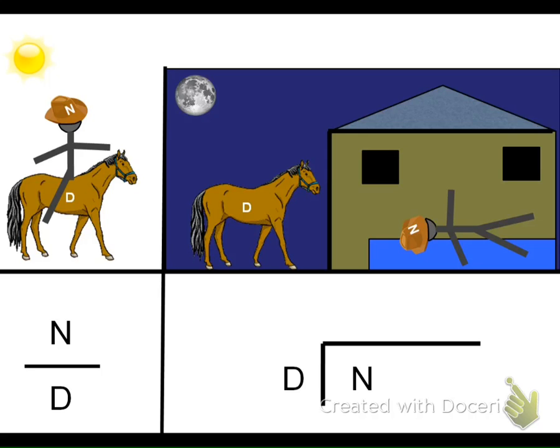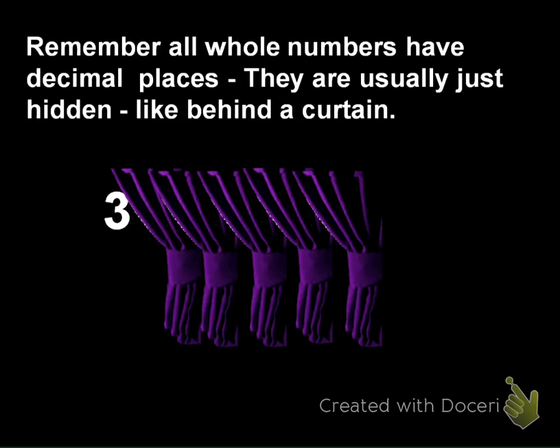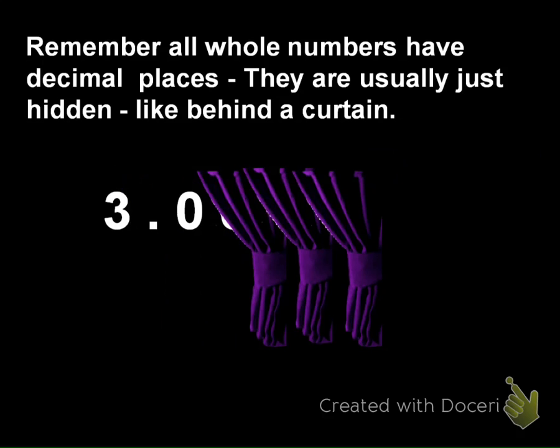The other thing you need to know is that all whole numbers have decimal places. They're usually just hidden. We don't write the decimal place after the ones place. We should, but we usually don't. We keep it hidden. But whenever we need it, we can pull that curtain back, and whoa, there is the decimal. It's right there. And pull the curtain back again, and guess what's back there? Another place value. That's the 10th place.